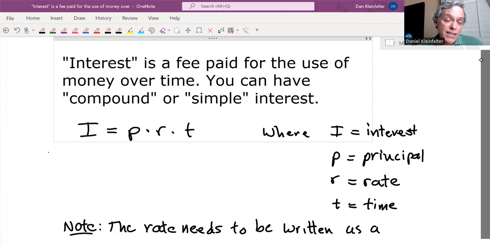There's a couple of different ways that interest is calculated: simple interest and compound interest. Compound interest is dealt with another time. We'll do simple interest right now.